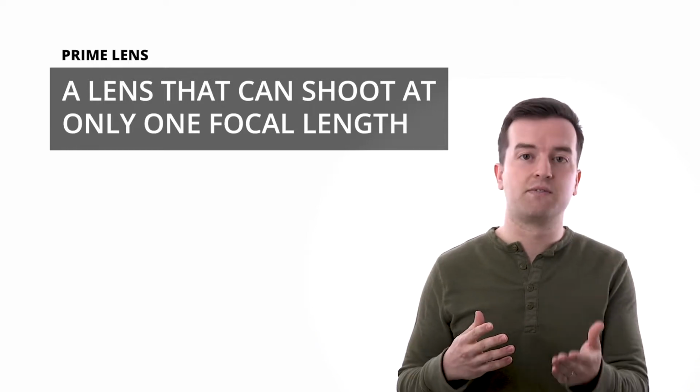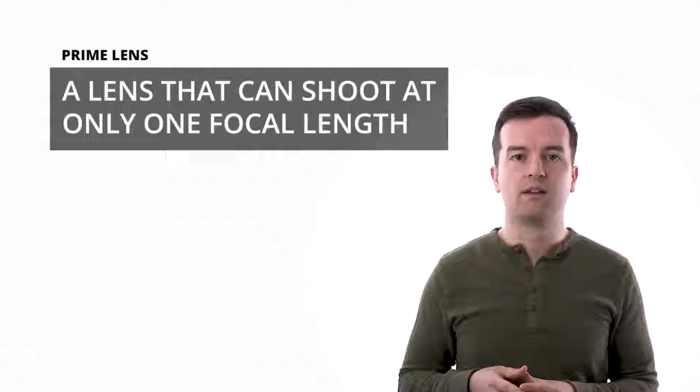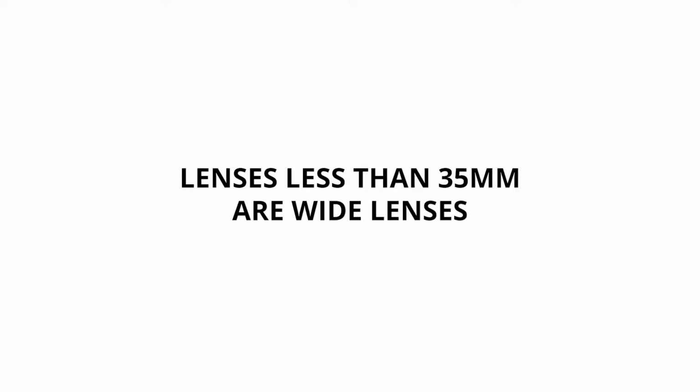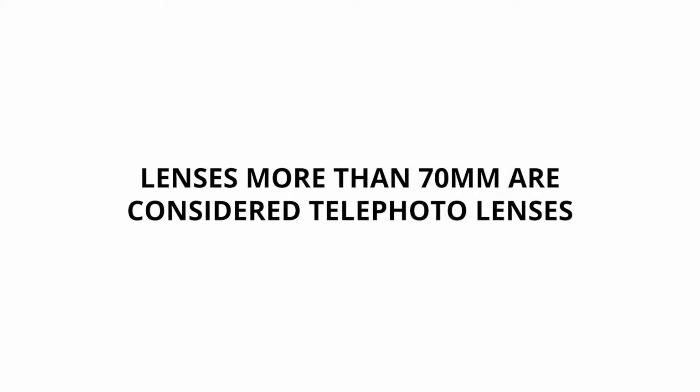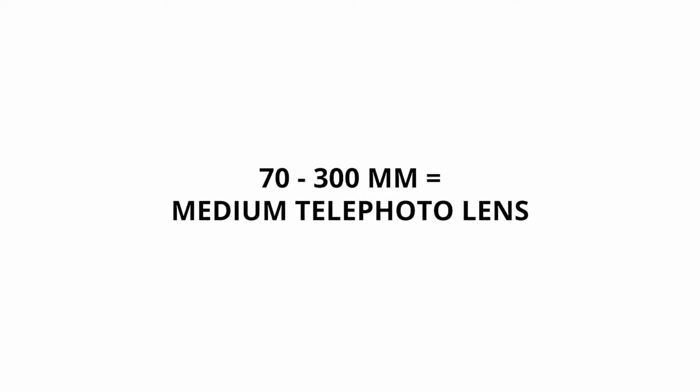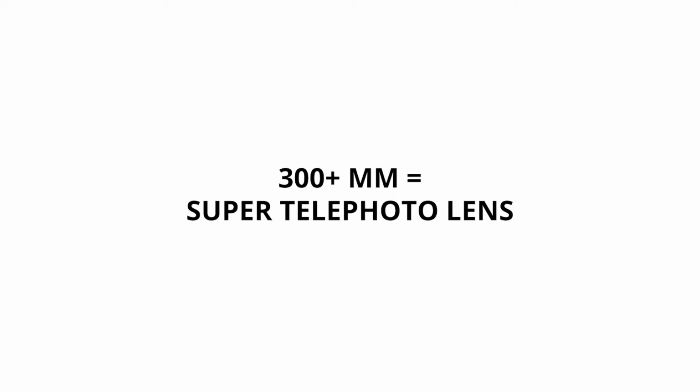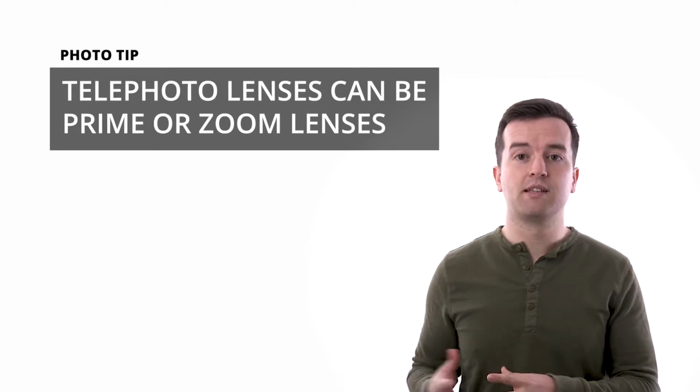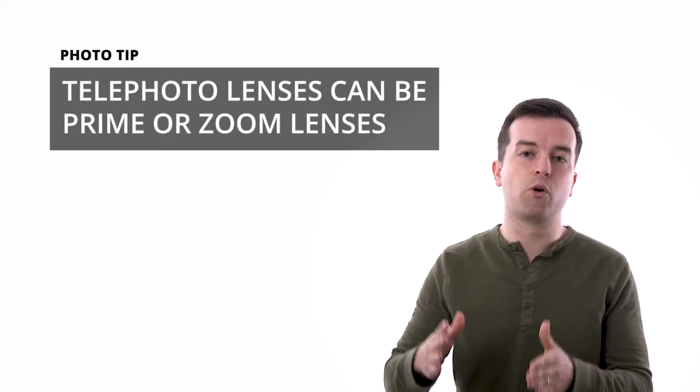A zoom lens can shoot at multiple focal lengths. For example, going from 24 millimeters to 70 millimeters. A prime lens is one that is fixed at one specific focal length. This is something we'll dive into deeper in the lens section. In general, lenses that are less than 35 millimeters are considered wide-angle lenses. Anything more than 70 millimeters can be considered telephoto. 70 to 300 millimeters is considered a medium telephoto, and anything over 300 millimeters is called super telephoto. It doesn't matter if it's a prime or zoom lens, these are still considered telephoto lenses.